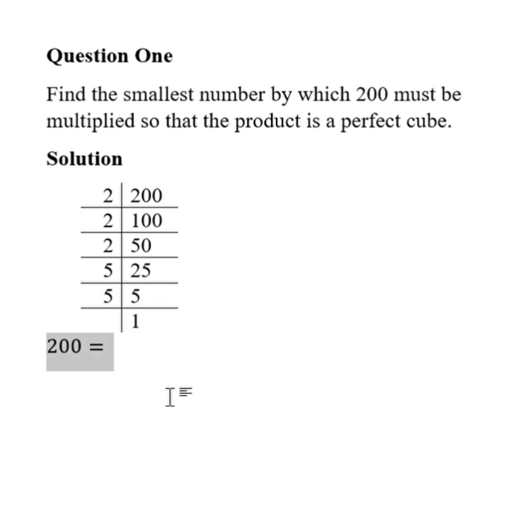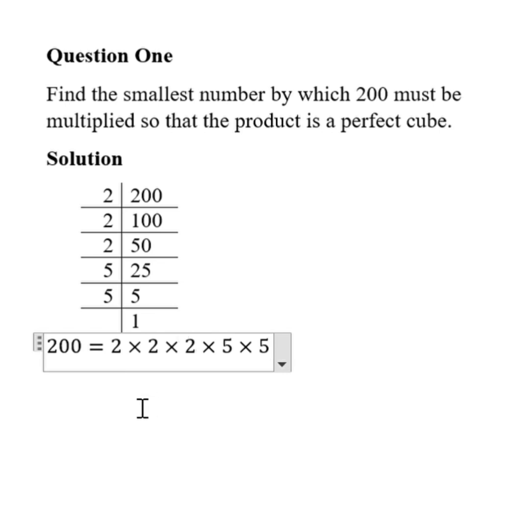So we shall write 200 as a multiple of its prime factors as 2 times 2 times 2 times 5 times 5. Now in power form, we shall have it as 2 raised to power 3 times 5 raised to power 2.